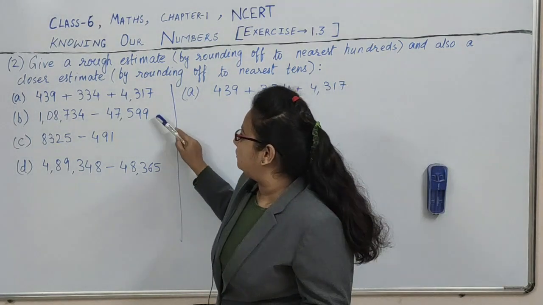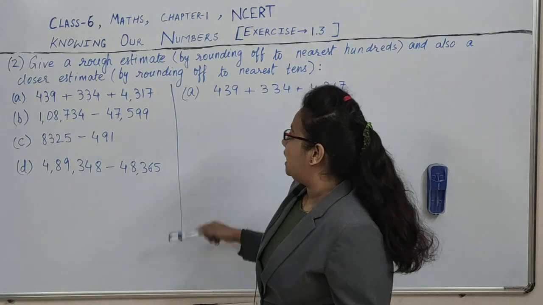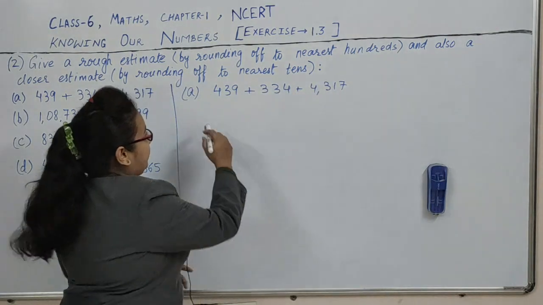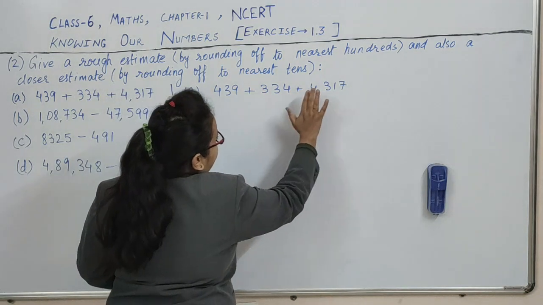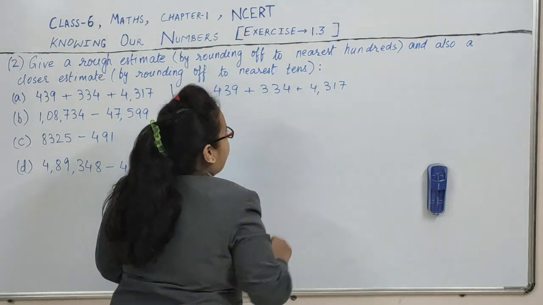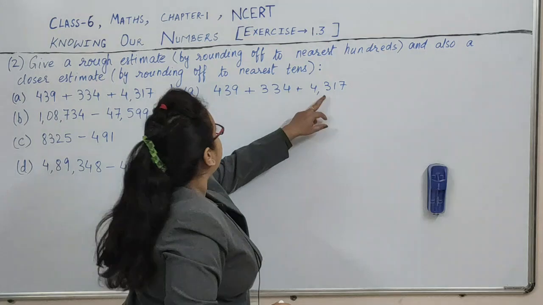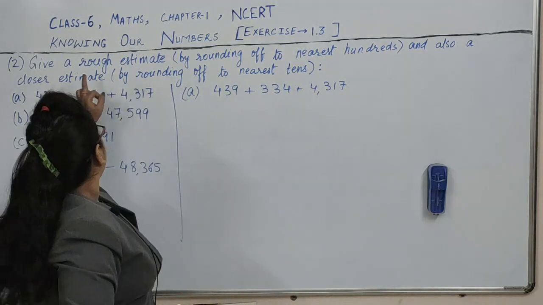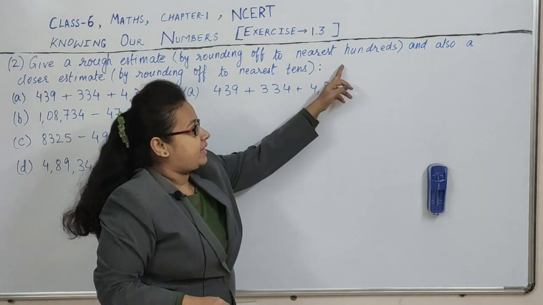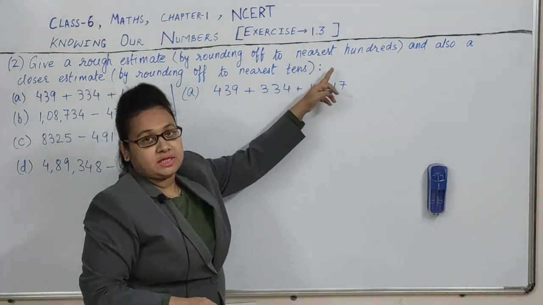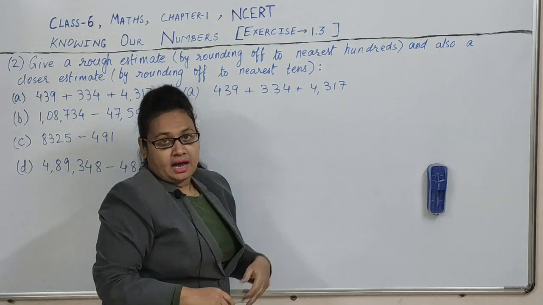So we are given 4 questions: A, B, C and D. We will do question number A first. So 439 plus 334 plus 4317. We have to give a rough estimate by rounding off to the nearest hundreds and also to the nearest tens. So first we will do it to the nearest hundreds.